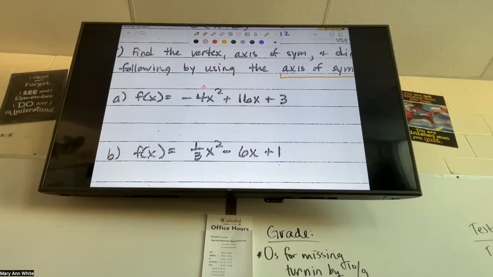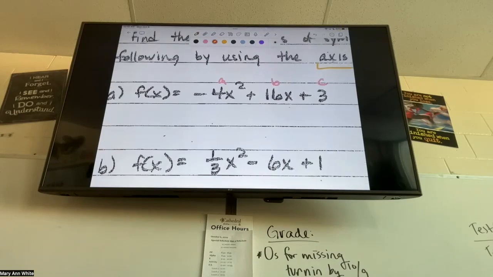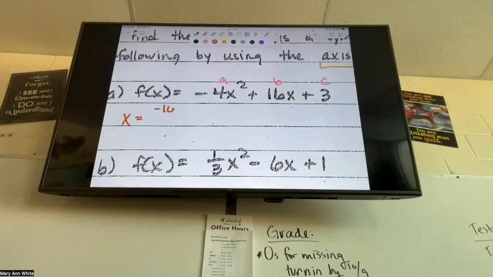So let's jump over here. We're going to start. Here's my A, my B, and my C. So to start with this equation, we'll do x equals negative 16, which is my negative b, divided by 2 times a. Remember, a is negative 4, so we're going to do 2 times negative 4. So negative 16 over negative 8, x is going to equal 2. So without knowing anything else, that's my axis of symmetry. I use my axis of symmetry formula. X equals 2 is my axis of symmetry.